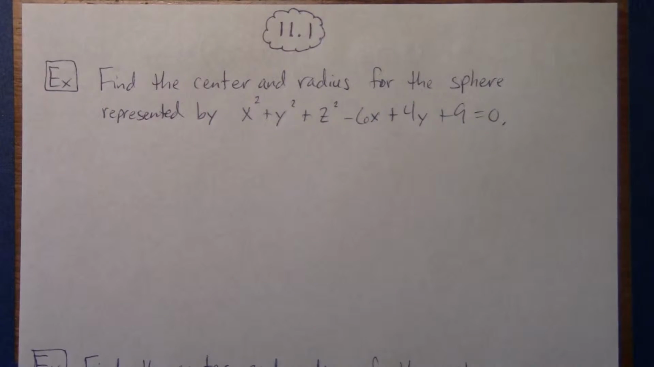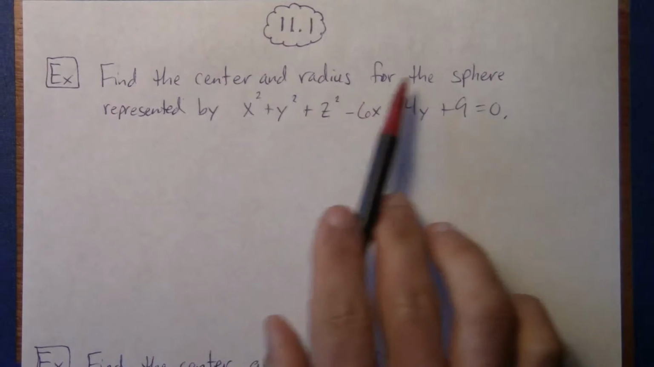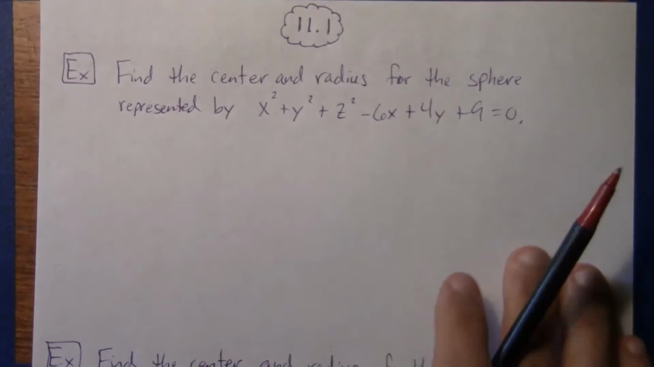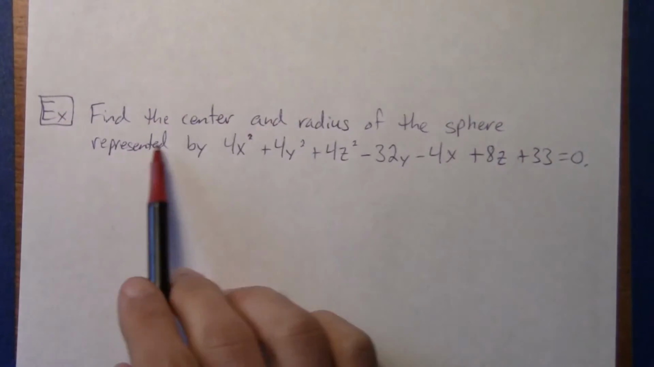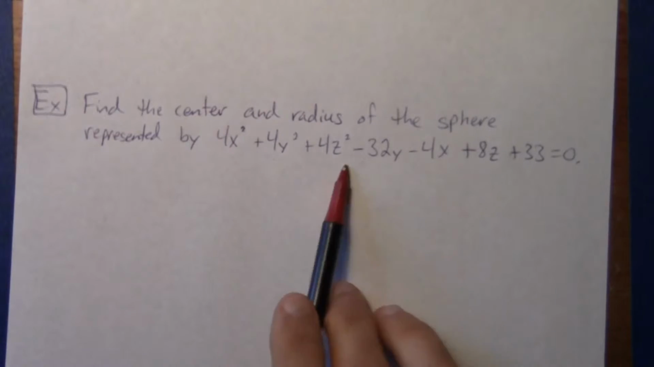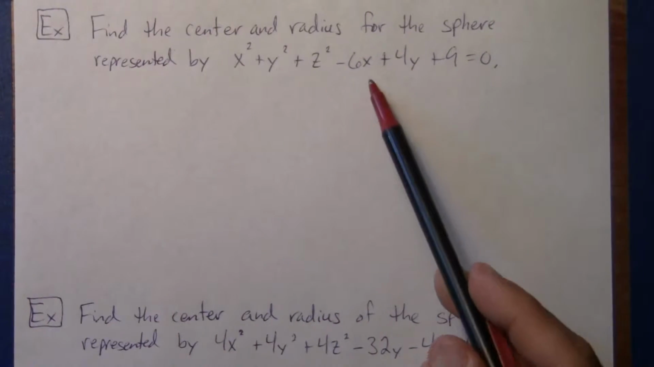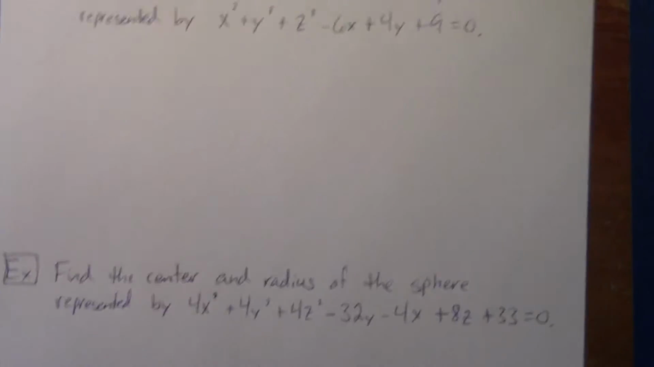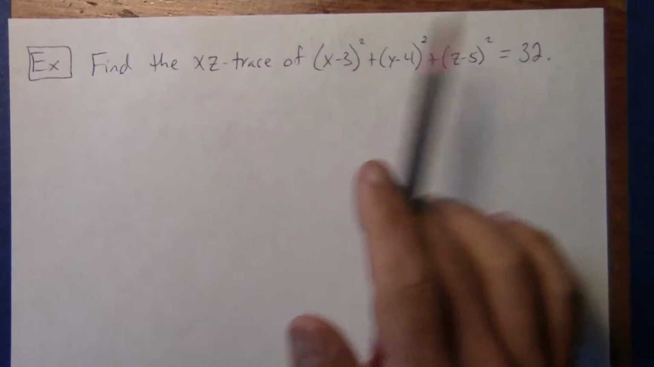Okay, for section 11.1 we are getting into our three-dimensional chapter and going to look at three problems to help you out today. One's going to ask you to find the center and the radius for the following sphere. Second one, basically same problem, find the center and radius for the following sphere. Both of them are going to have to recognize they're not in standard form, so we have to get them in standard form. And then the third one is to find the xz trace of that sphere.